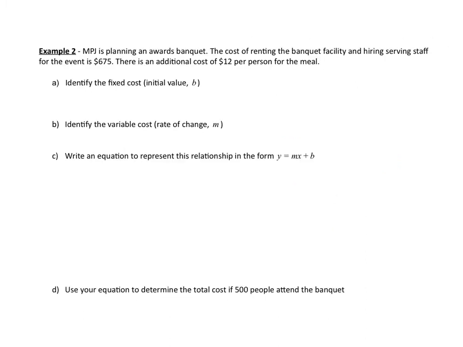Example number 2, MPJ is planning an awards banquet. The cost of renting the banquet facility and hiring serving staff for the event is $675. There is an additional cost of $12 per person for the meal. So the first thing we need to identify is the fixed cost. Now, fixed cost is just another way of asking you to identify the initial value or your B value.